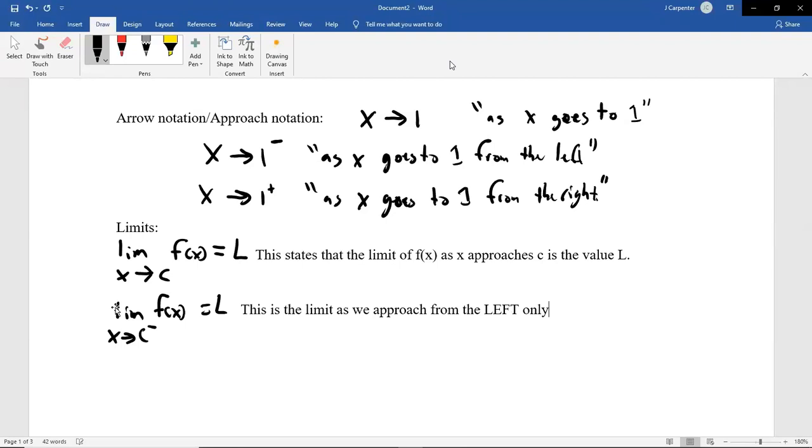Left only. You don't even think about the right half of the graph. You cut it out. It doesn't exist. Or we can approach from the right. And I think that you can figure out what this would look like.